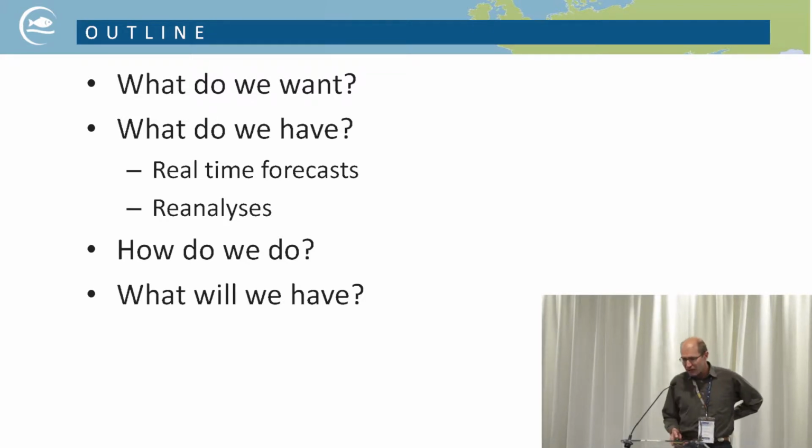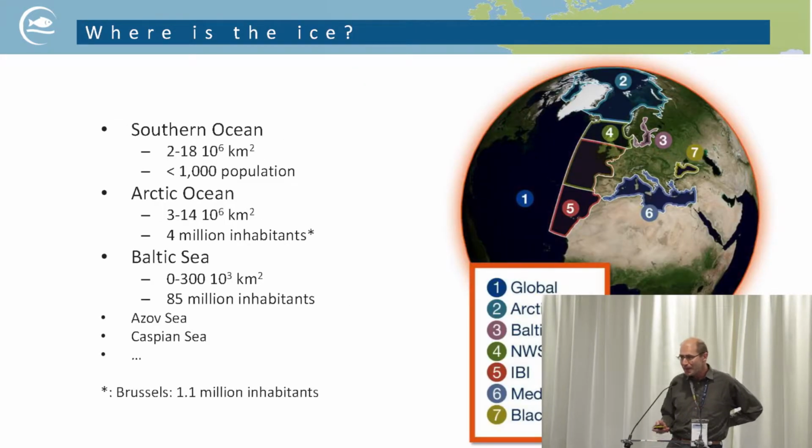So if we look at where the ice is in CMEMS, there's the Southern Ocean, which is where there's most sea ice in the austral winter. The Arctic Ocean, which is more populated. You see the area range and population. Then, of course, the most important sea ice in terms of how many people are impacted is actually in the Baltic Sea, because you have 85 million people living around the Baltic Sea. There are other places where you have sea ice as well within the CMEMS areas, but I'm not going to go through them. So what are the real-time forecasting systems now?